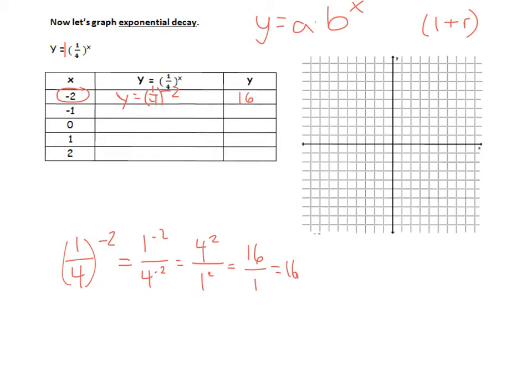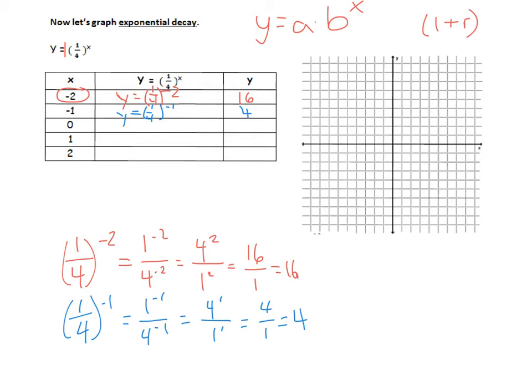All right, let's do our second one. Y equals 1/4 raised to the -1. So we have 1/4, and we're going to raise that to the -1, which is 1 to the -1 over 4 to the -1. 1 to the -1, we're going to move it and make the power positive, and 4 to the -1, we're going to move it and make the power positive, and that will be 4 over 1, or 4.